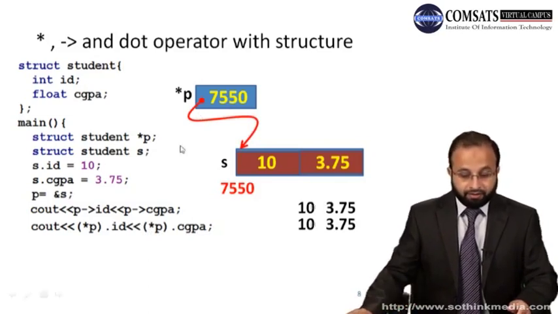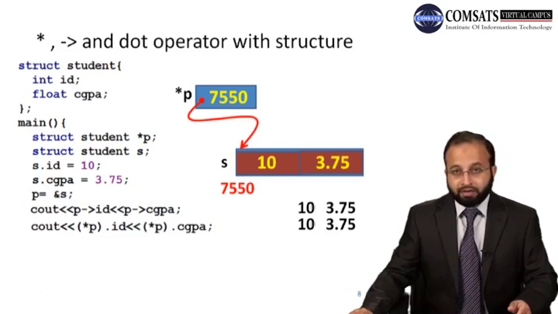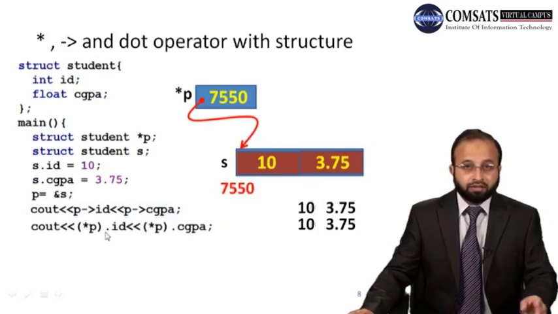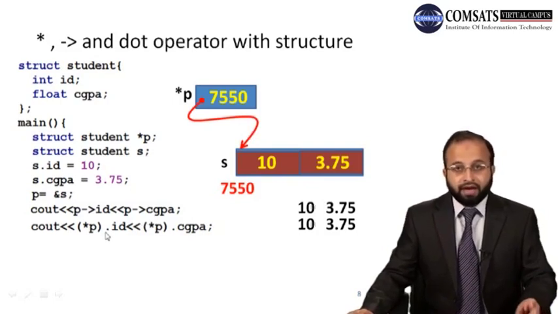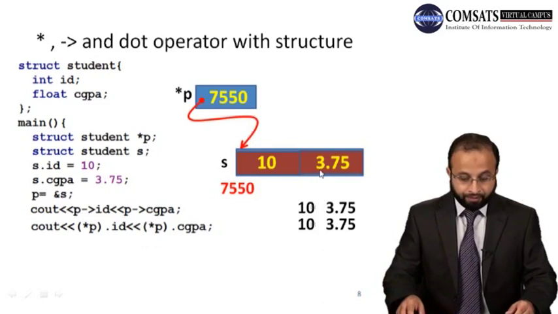So again, let's explain this second cout statement once again. *p means the value at address 7550. That value is basically a combination value, a combination of id and cgpa, right? So when you reach there with *p, what value are you going to access? You use the dot operator: .id or .cgpa, right?